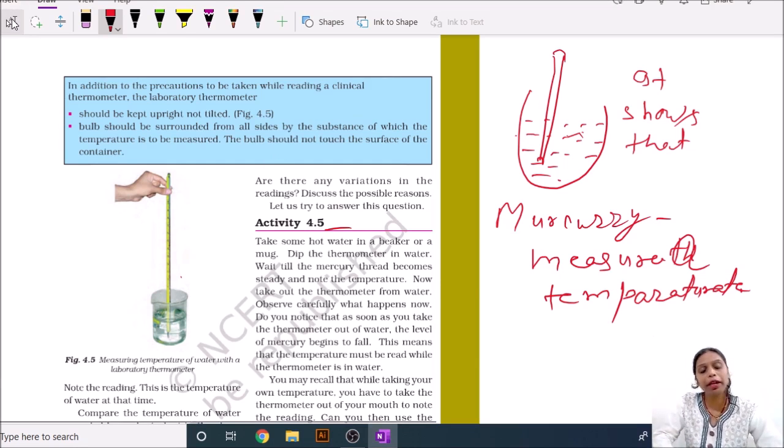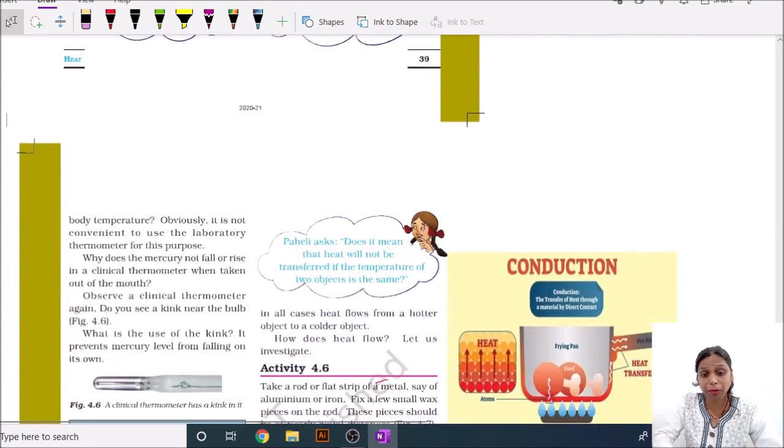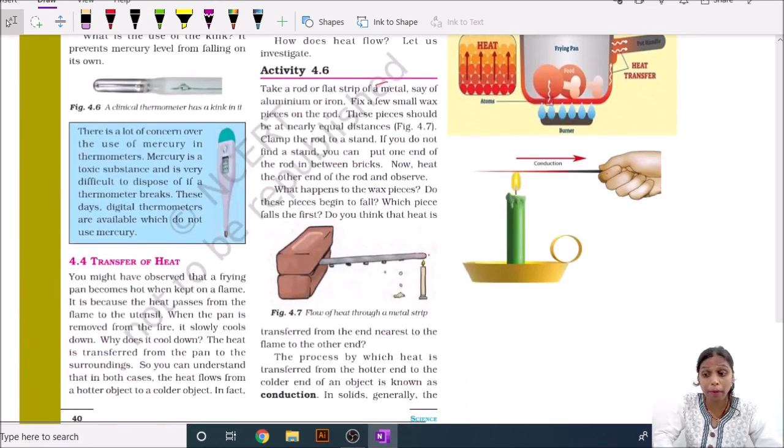Now we come to another type of thermometer that you can use in your present life, and it is very useful for the doctor and every person, because it contains no mercury. Mercury is a toxic material, and whenever you put mercury in your mouth, it may be a danger to your health. That's why in this time the digital thermometer has come into fashion.